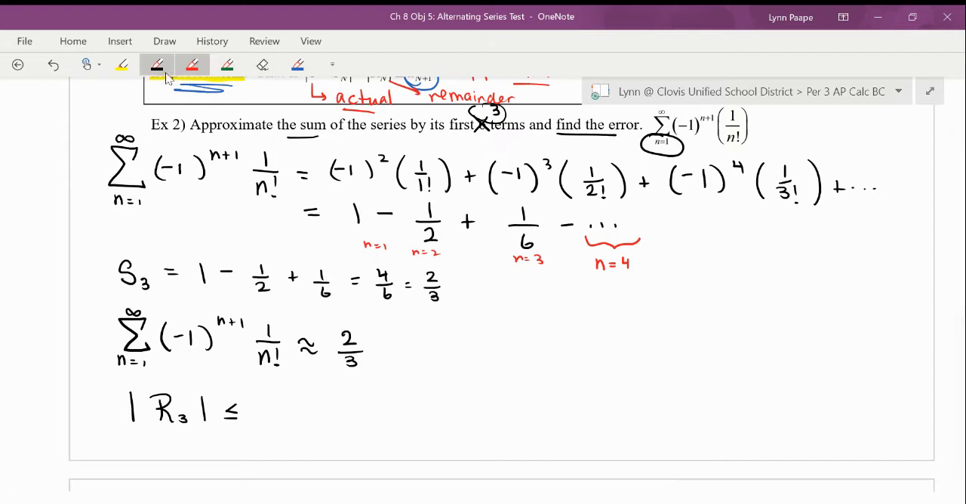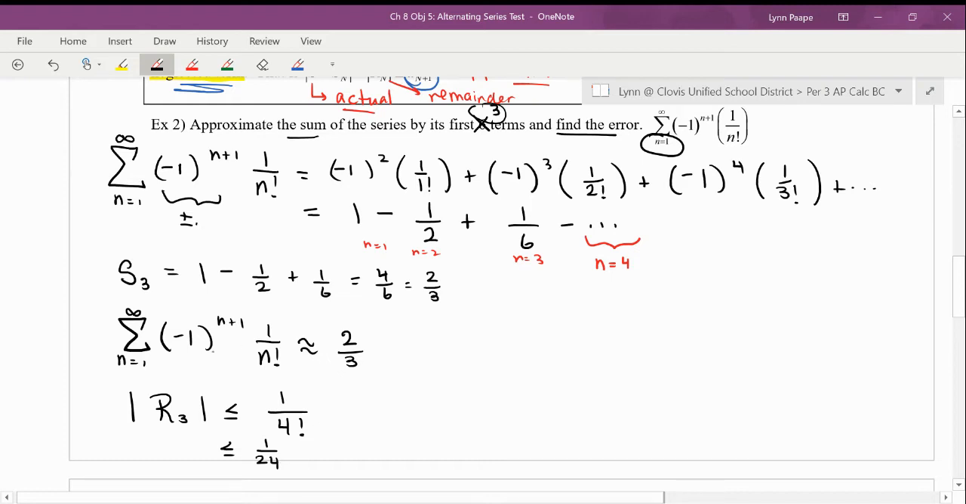And so that would be when n is equal to 4. Because it's absolute value, I don't need that piece, so let me erase that. That piece is just giving me the plus or the minus, so it's not going to matter here. So it would be less than or equal to 1 over n factorial, which is 4 factorial. So what is that? 24, right? Yeah, 1 over 24.